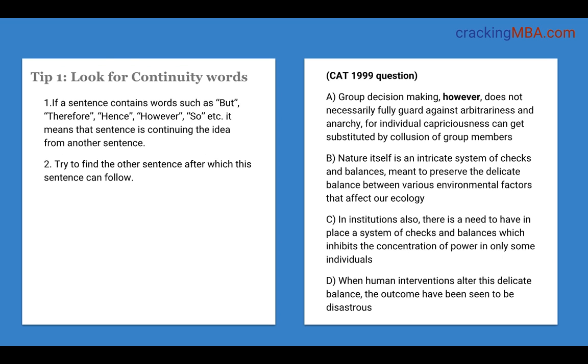Now let's look at some of the tips to solve these kinds of questions. The first tip is to identify the continuity words such as but, therefore, hence, however, and so on. So why do we need to identify this? Basically, it gives a clue that this sentence is going to follow an idea from another sentence. So that will help you identify the other sentence to form a connecting pair.